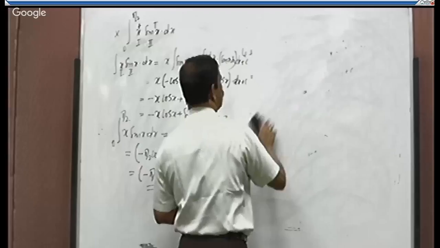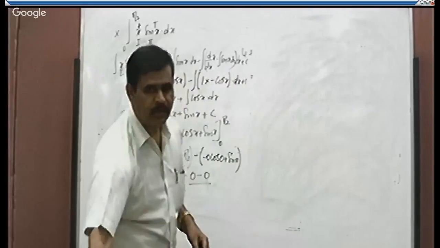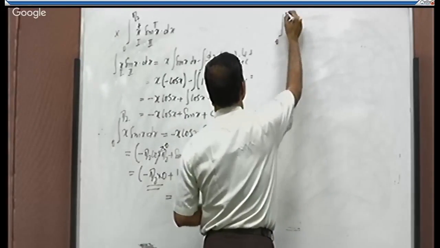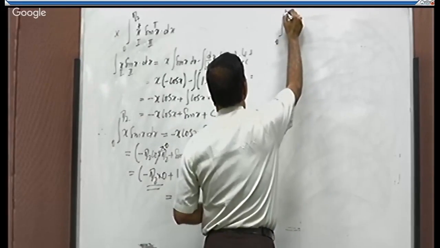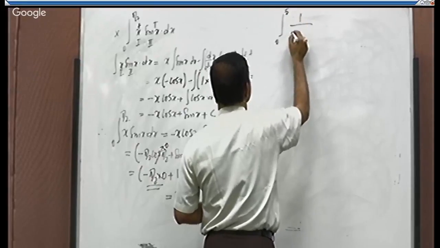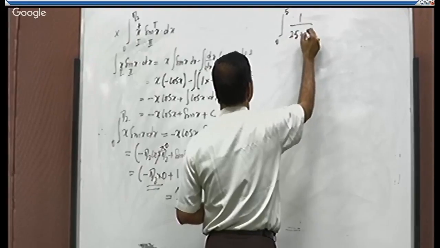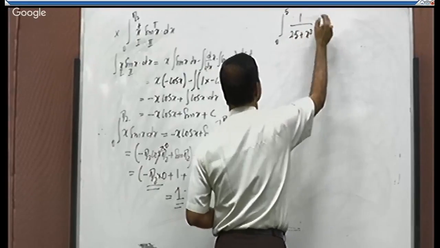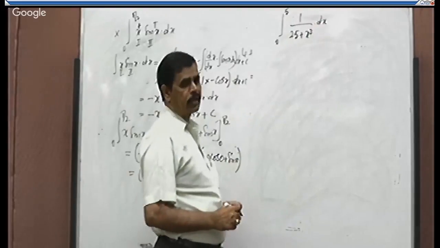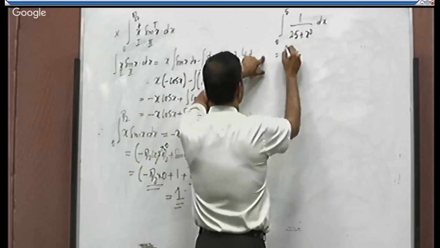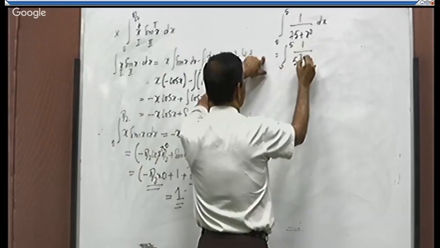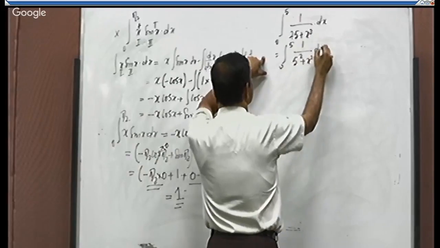Now one more problem of integration using standard form. Suppose it is like this, 0 to 5, 1 divided by 25 plus x square dx. 0 to 5, 1 by 25 plus x square. Suppose I take 25 as 5 square plus x square. Is it right?